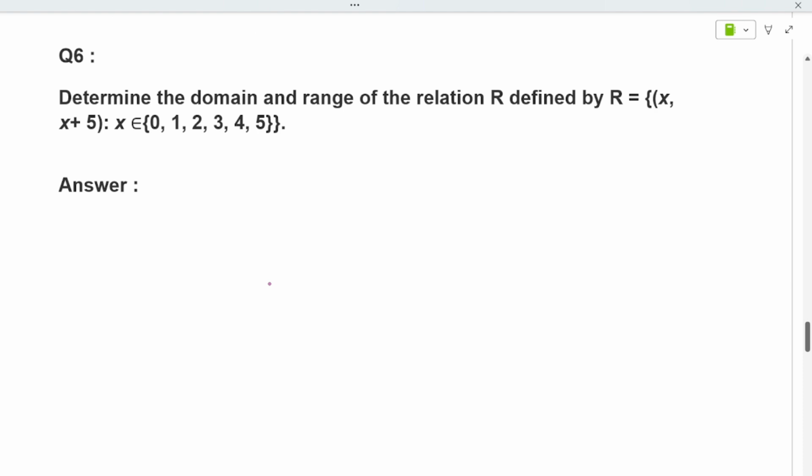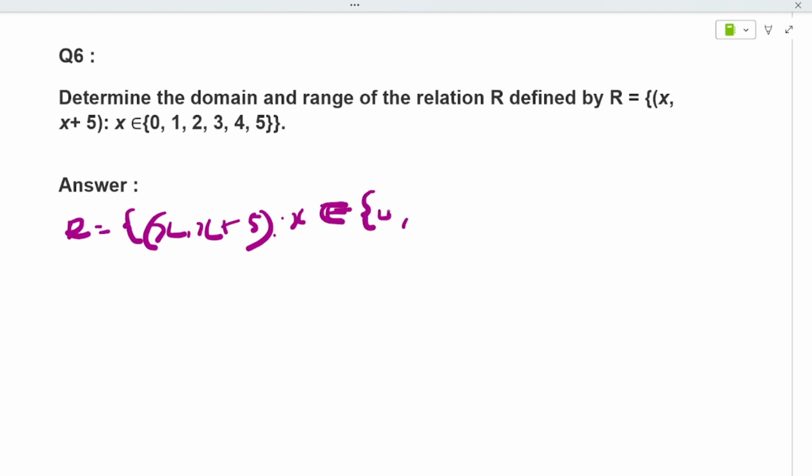If we see the next question, they have given {(x, x + 5): x belongs to {0, 1, 2, 3, 4, 5}}. Now R = {(x, x + 5)}, that is, x belongs to, this symbol means belongs to, {0, 1, 2, 3, 4, 5}.